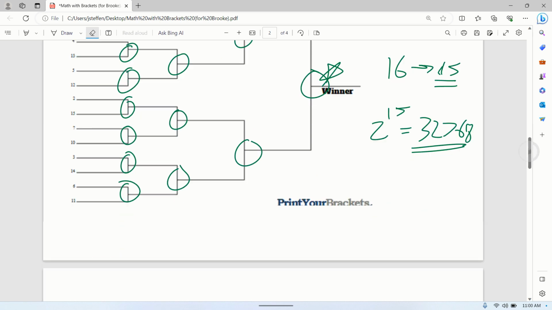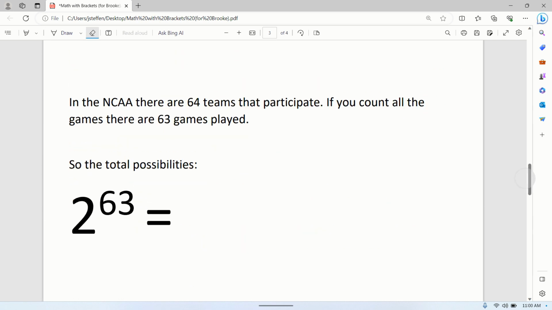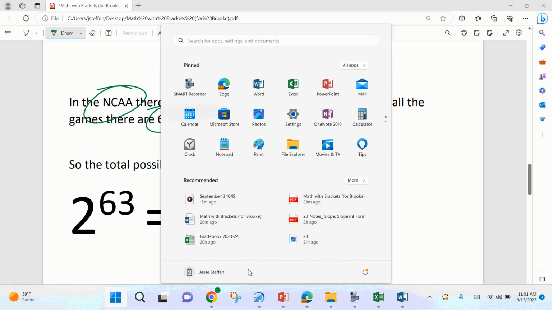Which brings us into the NCAA. People talk about the brackets, and you've maybe heard this, but just in case you haven't, or if you have, now you know how they found this. There are 64 teams that participate in the brackets, which means there are 63 games that are played. Again, in each game 2 different teams play, so you have 2 options for every single step in your bracket. So 2 raised to the 63.